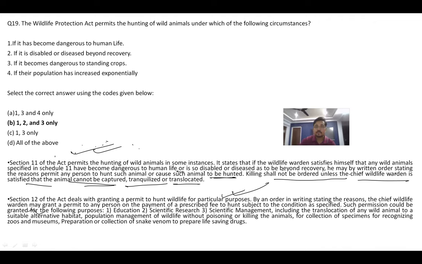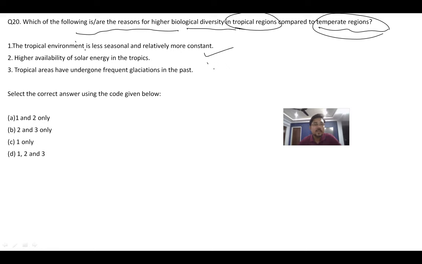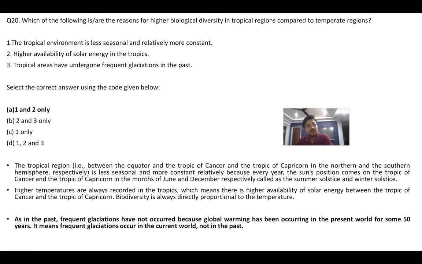Okay, so next we go to question number 20, which of the following reasons are true regarding higher biological diversity in tropical regions compared to the temperate regions. The tropical environment is less seasonal and relatively more constant. Second, higher availability of solar energy in the tropics. Third, tropical areas have undergone frequent glaciation in the past. So which option is true here?